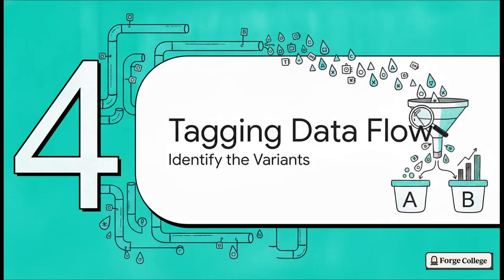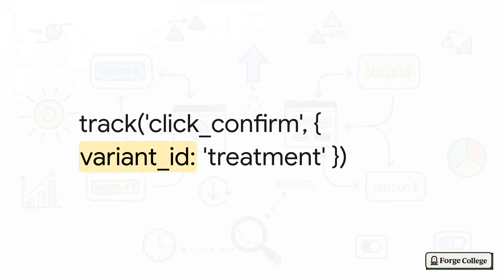Okay, on to Section 4. Tagging the data flow. Routing traffic is great and all, but if we don't label the data flowing through those pipes, we're in trouble. Check out this tracking call. There's a vital addition here. You have to update your code so that every single analytic event carries a variant_ID. See how we're explicitly passing treatment in this payload? If you skip this step, your database is just going to fill up with a giant soup of clicks, and you'll have absolutely zero clue whether it was the control or the treatment group actually doing the clicking.